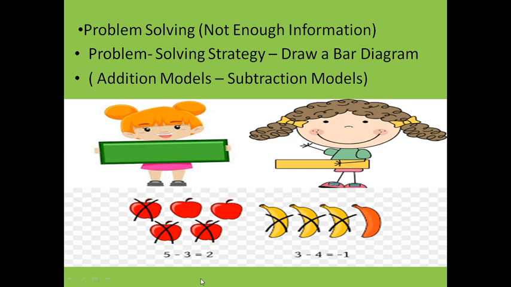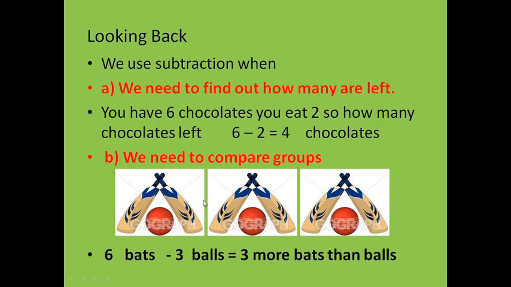Here 5 minus 3 is 2. Here 3 minus 4, we did not take this in this class, because we cannot take 4 from 3. When you grow up, inshallah, you will know how to solve this. Now here, Looking Back.